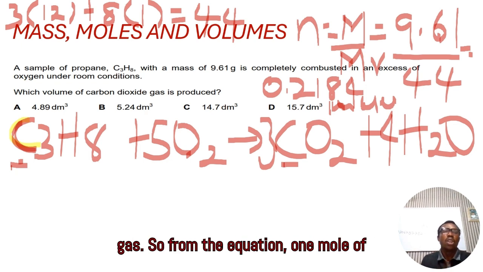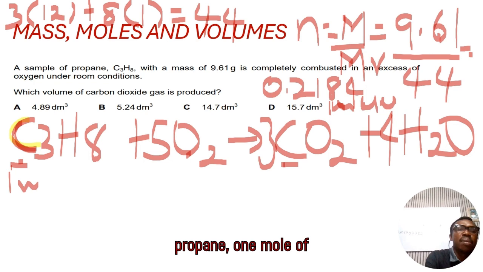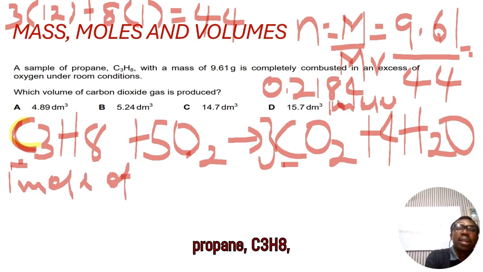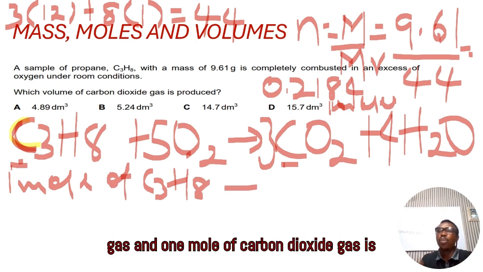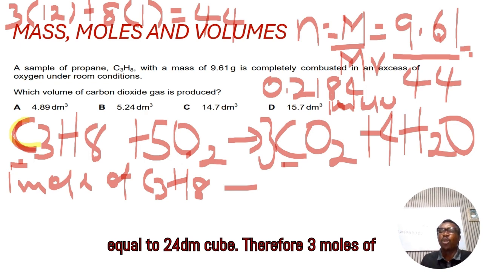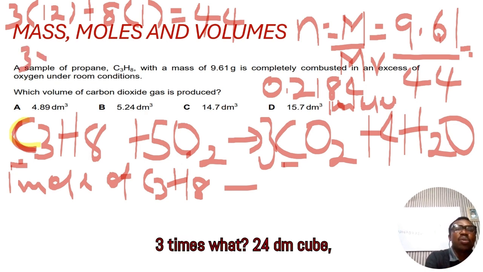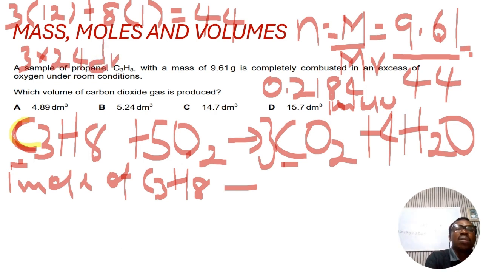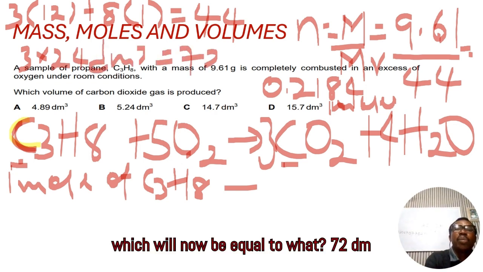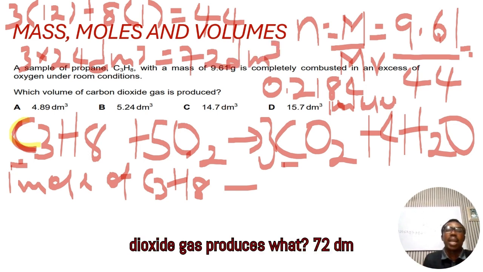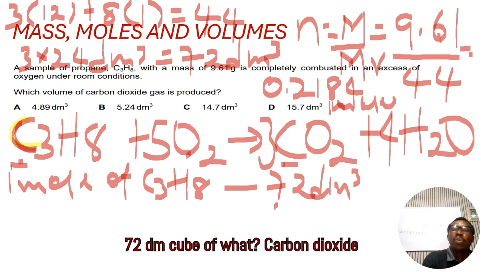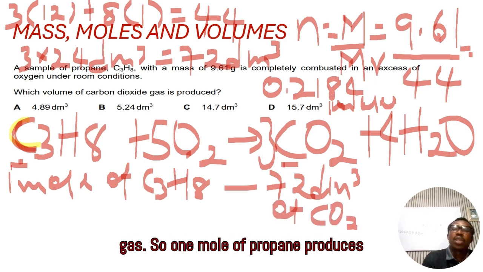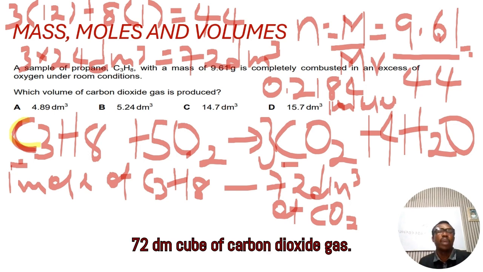This is known as the molar volume of gas. So from the equation, 1 mole of propane, C3H8, produces 3 moles of carbon dioxide gas. And 1 mole of carbon dioxide gas is equal to 24 dm cube. Therefore, 3 moles of carbon dioxide gas will be equal to 3 times 24 dm cube, which is 72 dm cube. So 1 mole of propane produces 72 dm cube of carbon dioxide gas.